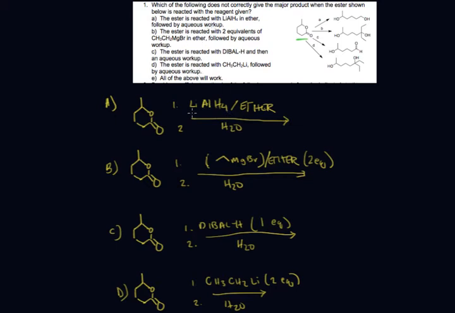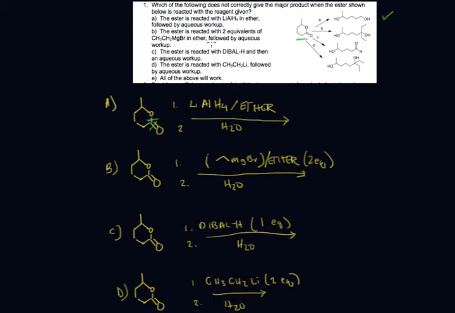This is assuming an excess of lithium aluminum hydride, but the first time it would cleave this bond and open up the ring. The second time, it would finish off this carbonyl group and take it all the way down to an alcohol. And so the product is indeed what you would get.